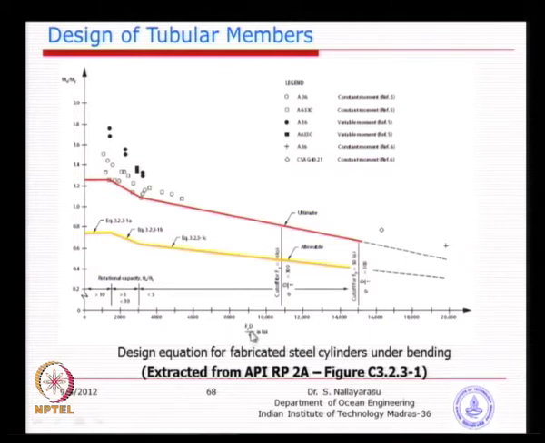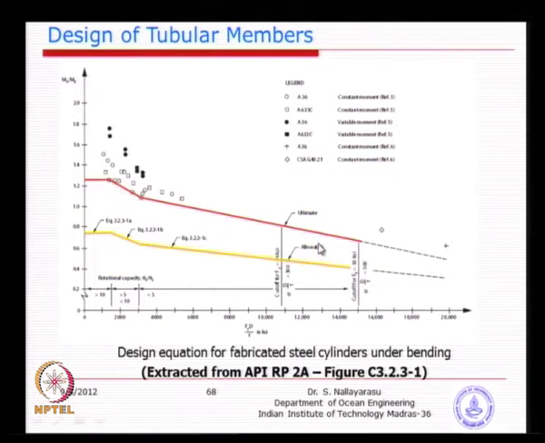Of course, here fy is multiplied. So, d by t multiplied by fy, please note it is given in KSI units, so you have to be a little bit careful. Basically, for the lower range, quite a number of experiments were done and the curve fitting is done like this.